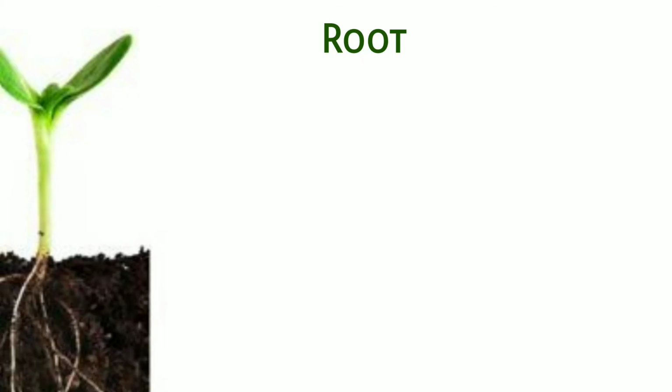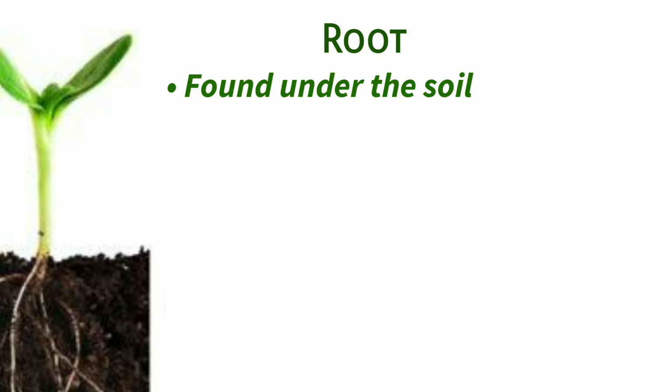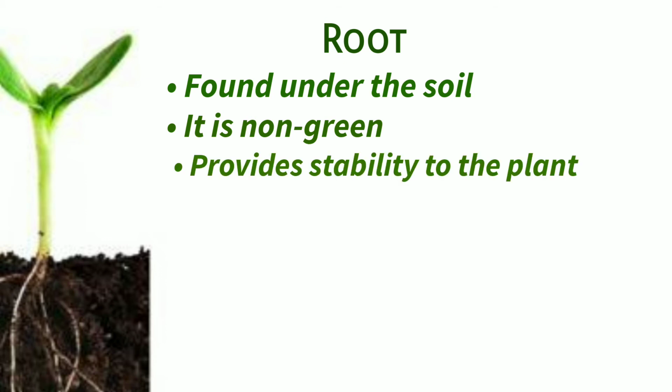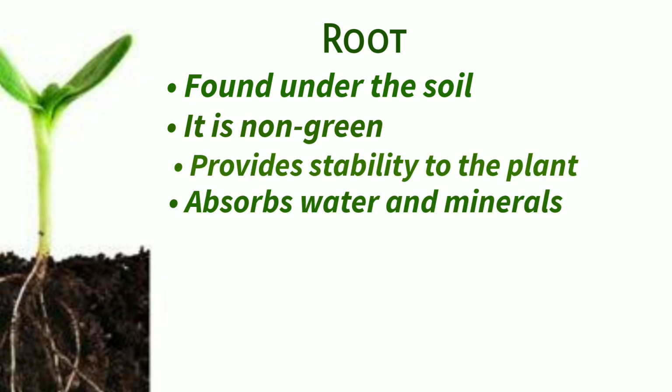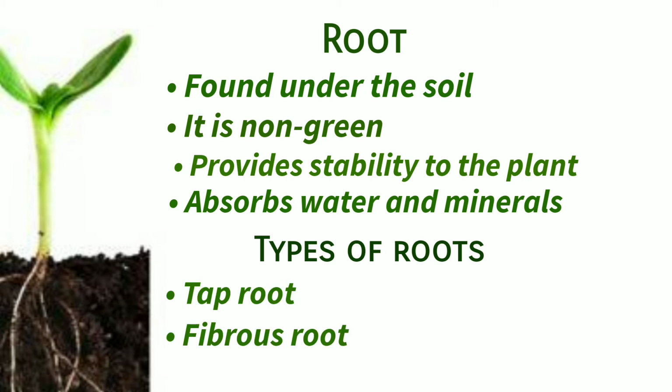Next topic is root. Root is the part of the plant that is found under the soil. It is non-green. It provides stability to the plant and also absorbs water and minerals. There are two major types of roots that exist in plants. These are taproot and fibrous root.